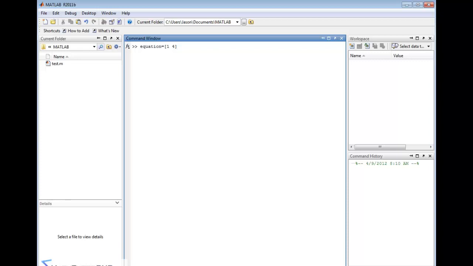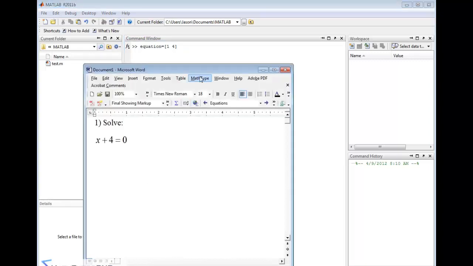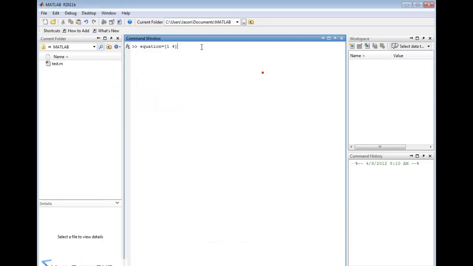Remember, we're not doing symbolic math right now. We're still using the numeric capabilities of MATLAB. So all you're going to do is represent this equation by its coefficients on the left-hand side. 1x, that's why we have the 1 here, plus 4, that's why we have the 4 here. These are the coefficients of the left-hand side in descending order. Let me hit enter, and we're going to assign this matrix to the word equation. Then all we have to do is use MATLAB's roots command and pass it the one we just defined.